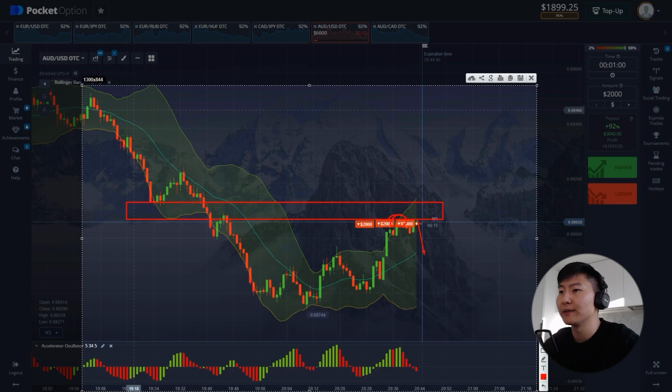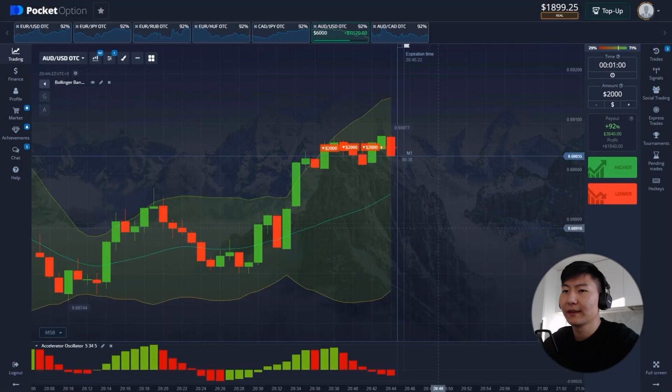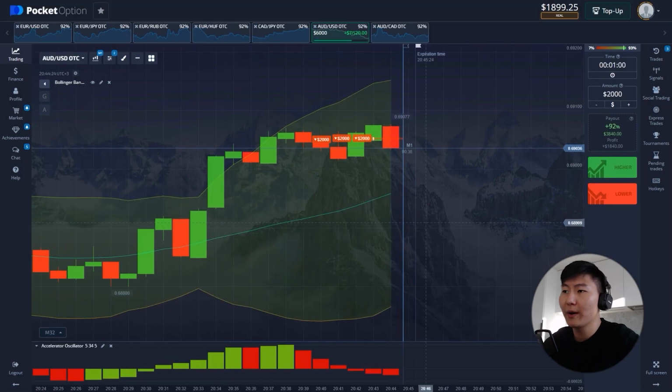And have a look at this negative histogram here. The accelerator crossed the level 0 to the downside. This is a huge bearish signal, guys. And let's have a look at this correction. The red candle just showed up exactly as we predicted.